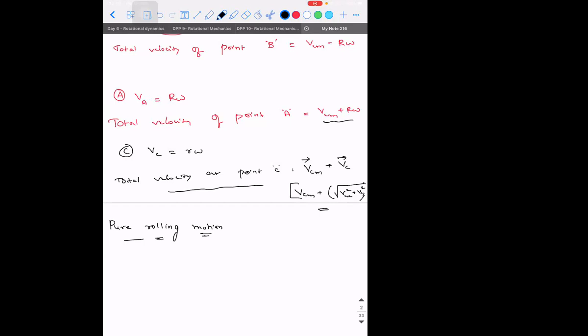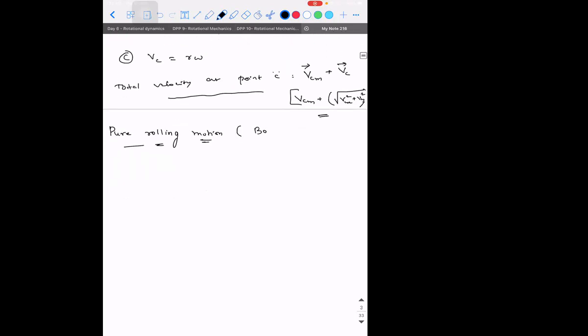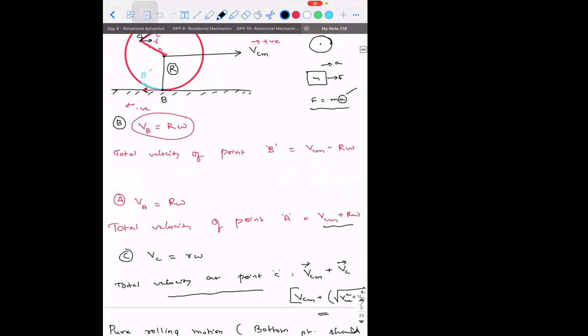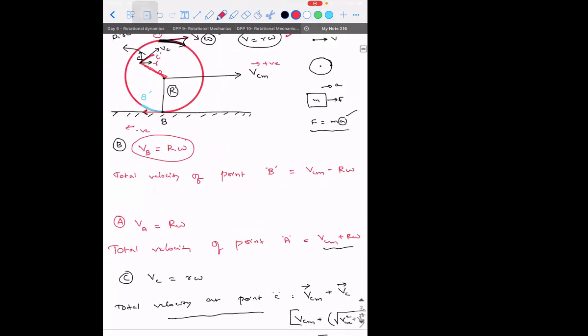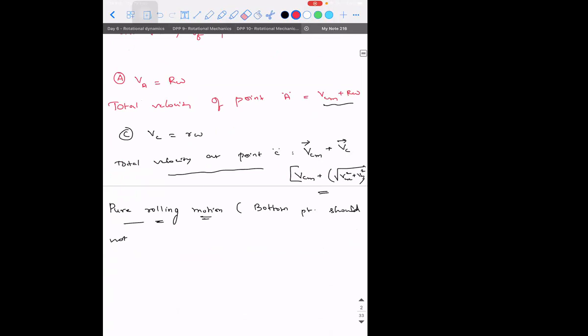In pure rolling motion, listen guys, the bottom point should not slide. When I say the bottom point should not slide, here the bottom point is point B. This point B should not slide. What do you mean by sliding? Sliding means point B should not slip. Instead of saying slide, I will say it should not slip.